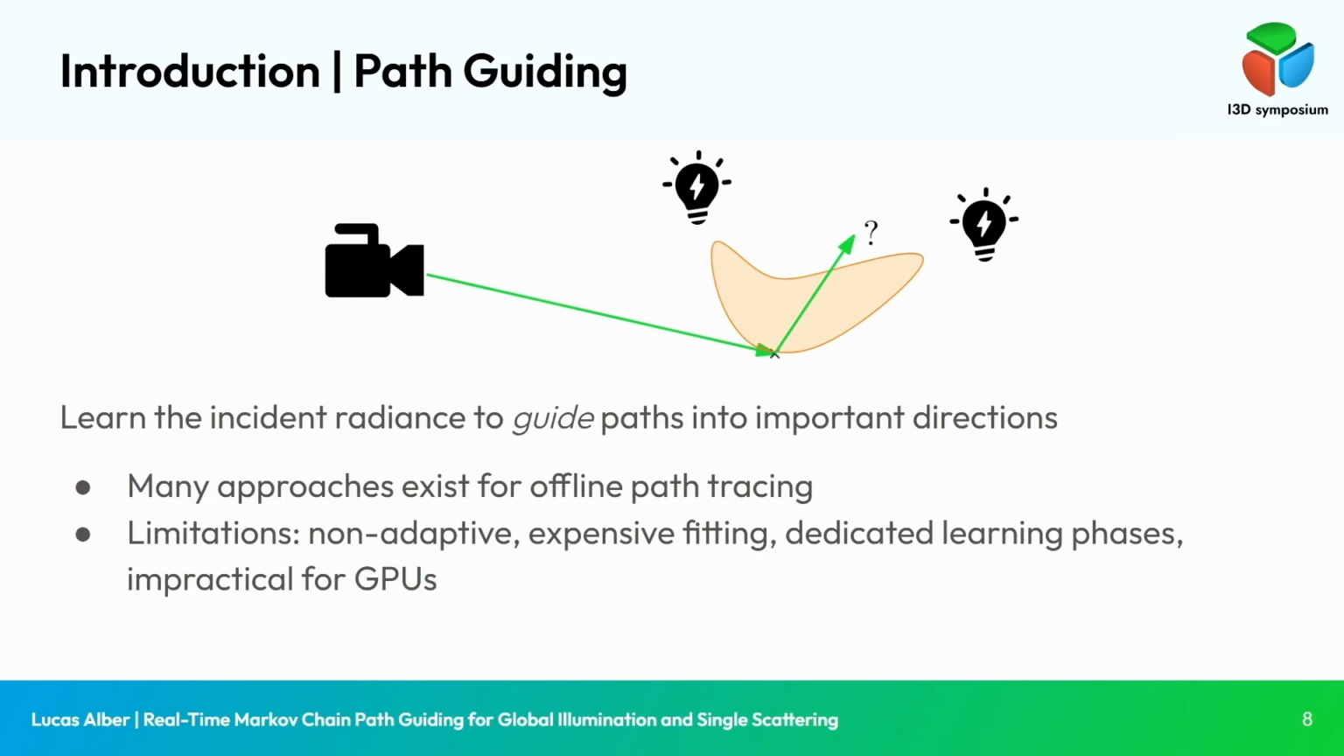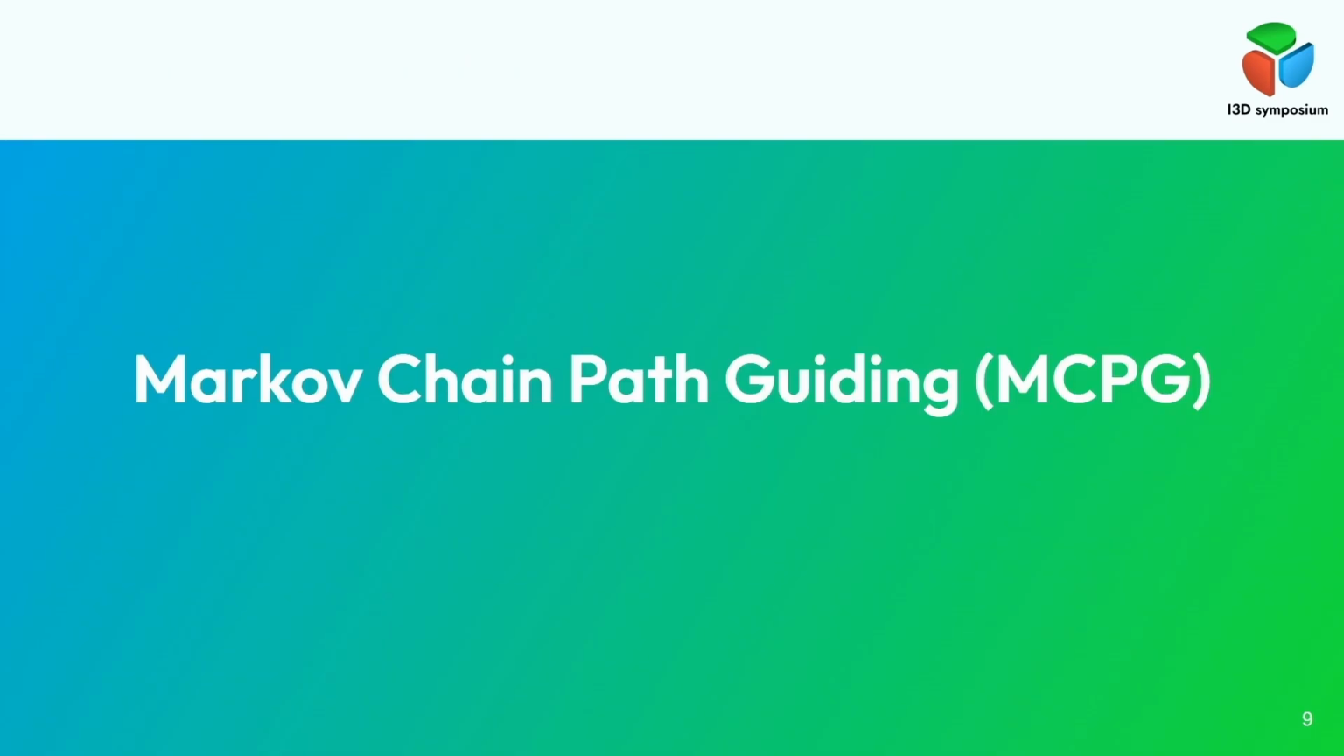However, most of the existing methods are for offline. And thus, most of them have limitations in our case. For example, they're non-adaptive, they require expensive fitting, have dedicated learning phases, or are just impractical for GPUs. That is what we try to attempt to overcome with Markov chain path guiding.